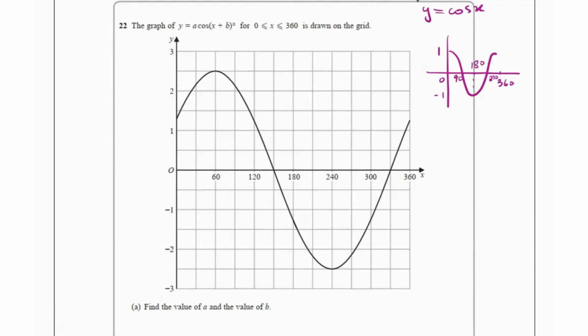So if we compare this graph with the graph that's shown over here, we can see that the minimum value, which was supposed to be at 180, is now over here at 240, which means we have shifted the graph 60 degrees to the right-hand side. When we shift a graph towards the right-hand side, that means we're subtracting that many units from the x value. So b is going to be -60.